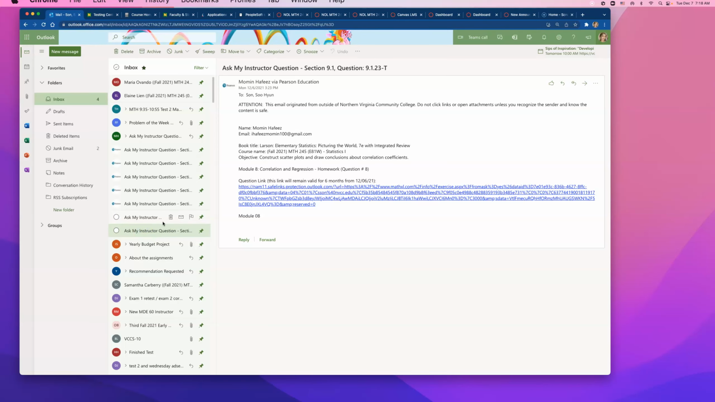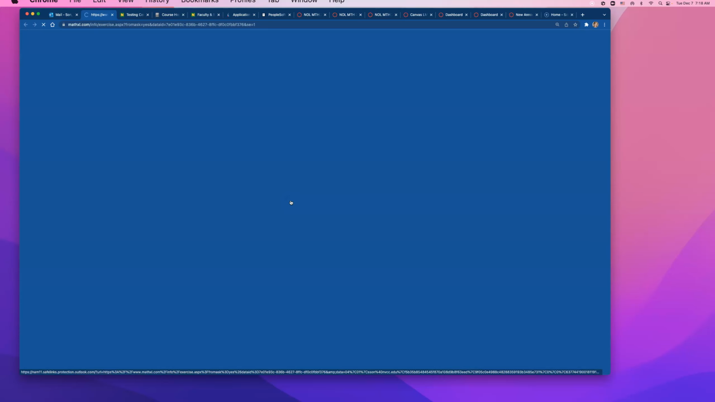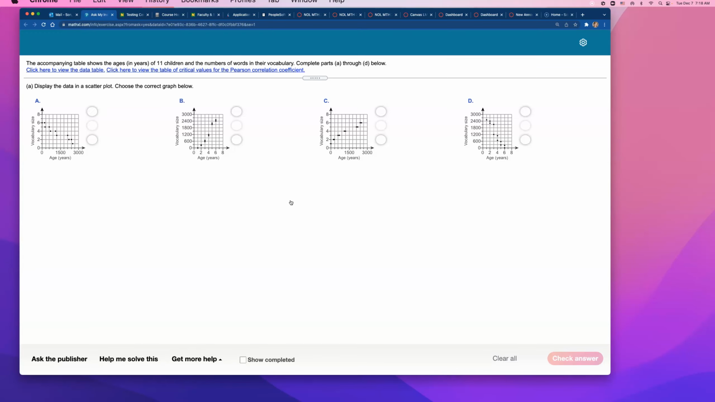Alright, today we're going over Module 8 homework problems. This is for question number 8. The accompanying table shows the ages and years of 11 children and the number of words in their vocabulary. So I'm thinking the older the children become, the more words they will know. So I'm thinking it should be like a positive correlation. It should go up from left to right.